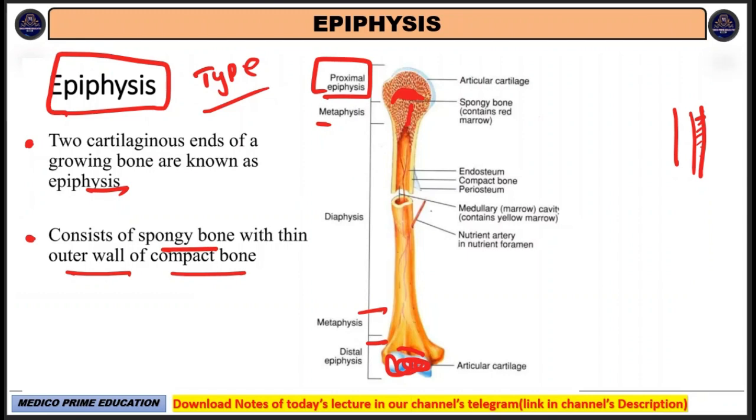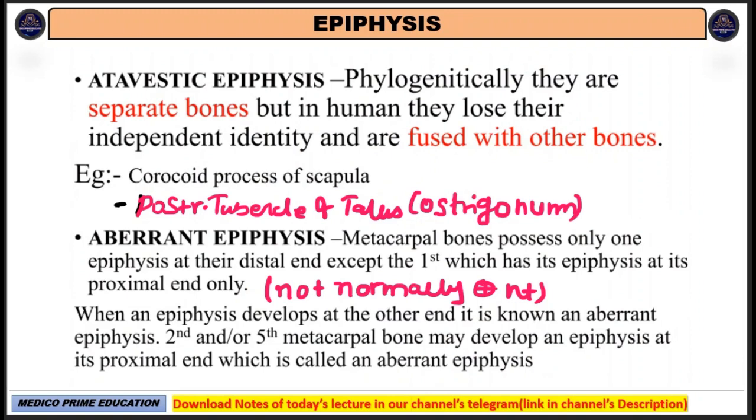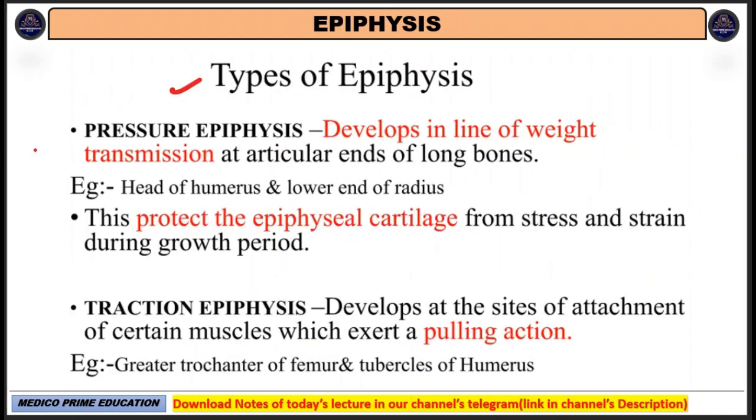Now we will move to the types of epiphysis. First type is pressure epiphysis. Second type is traction epiphysis, and third type is atavistic epiphysis, and then aberrant epiphysis. So four types of epiphysis we have to write in your exam. We will discuss one by one. First is pressure epiphysis. Pressure epiphysis develops in the line of the weight transmission at the articular end of the long bone.